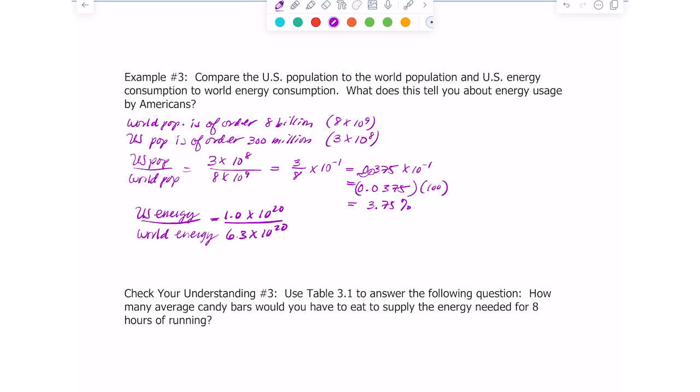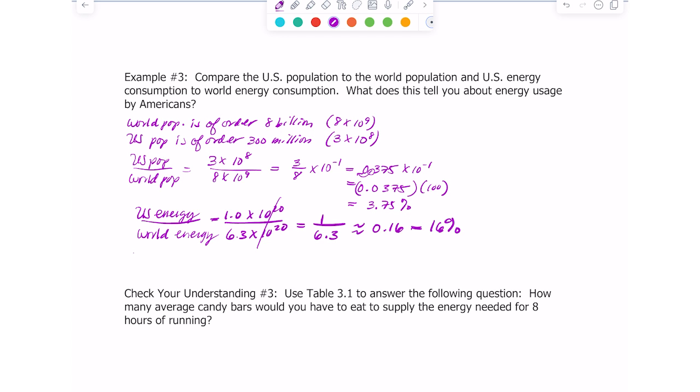And the 10 to the 20th are going to cancel, right? Because 10 to the 20th divided by 10 to the 20th is just 1. And I've got 1 divided by 6.3. And if you type in our calculator, what is 1 divided by 6.3? It's like 0.16, which we know is 16%.